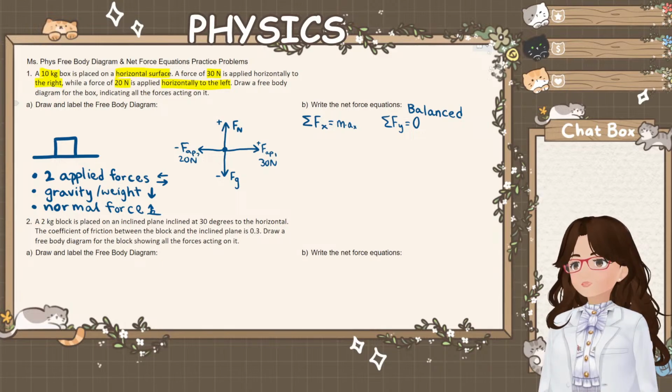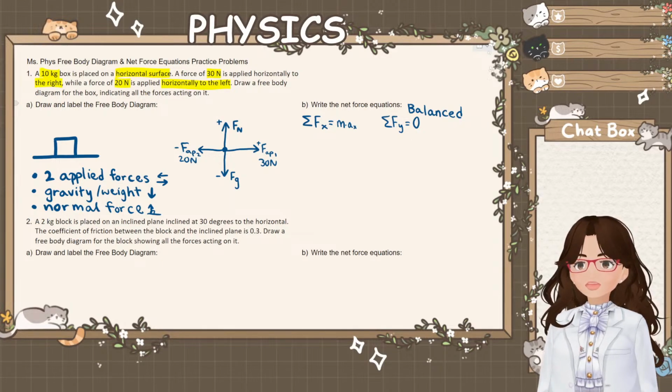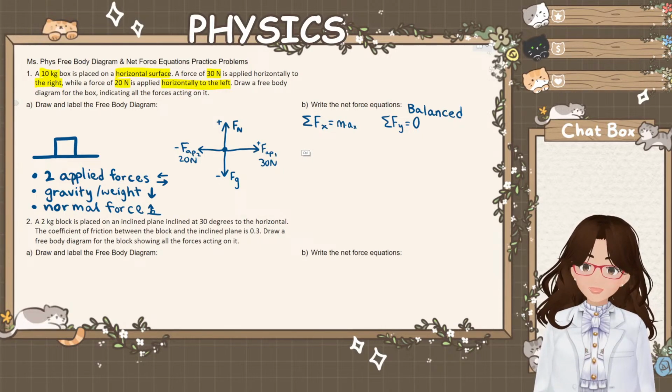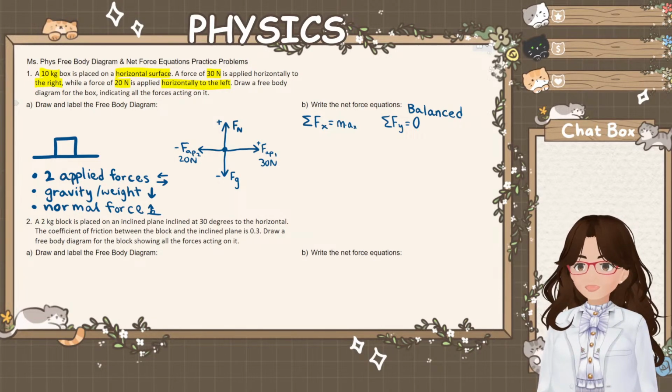I'll call this one 2. There we go. So personally, my preference is always to start with the positive force. And in that case, I'm going to go ahead and write my first statement, which is going to be the positive force, or the positive applied force. So applied force 1. And then I'm going to subtract or take away the negative force, which is the applied force 2. And that will be equal to the mass of the box times the acceleration in the horizontal direction.